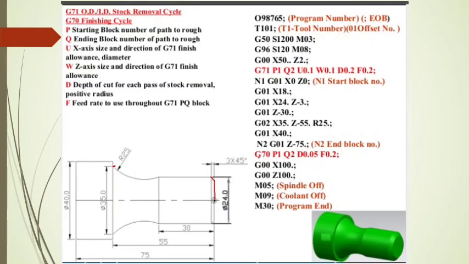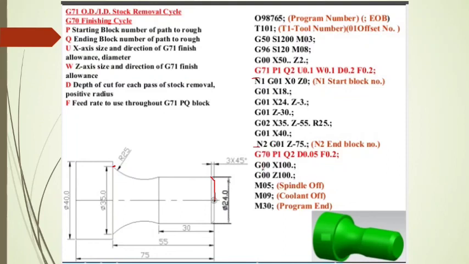So again, for this finishing cycle, the dimensions will be taken from lines in between N1 and N2, because here it is mentioned that the finishing CANT cycle should start from P1 and should end at Q2. Here 1 indicates the starting line of the finishing cycle and 2 indicates the end line of the finishing cycle. So again, the finishing cycle will be carried out for the same dimensions. And this is how this set of stock removal and finishing CANT cycle is used.